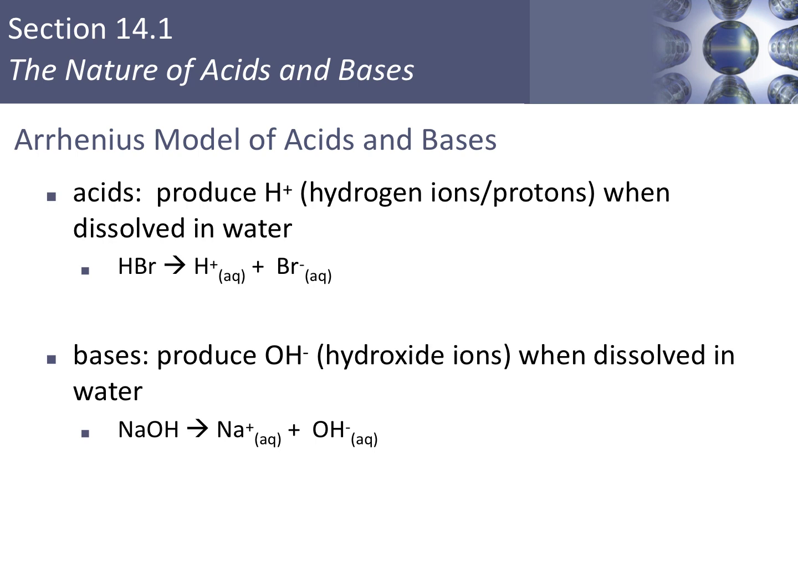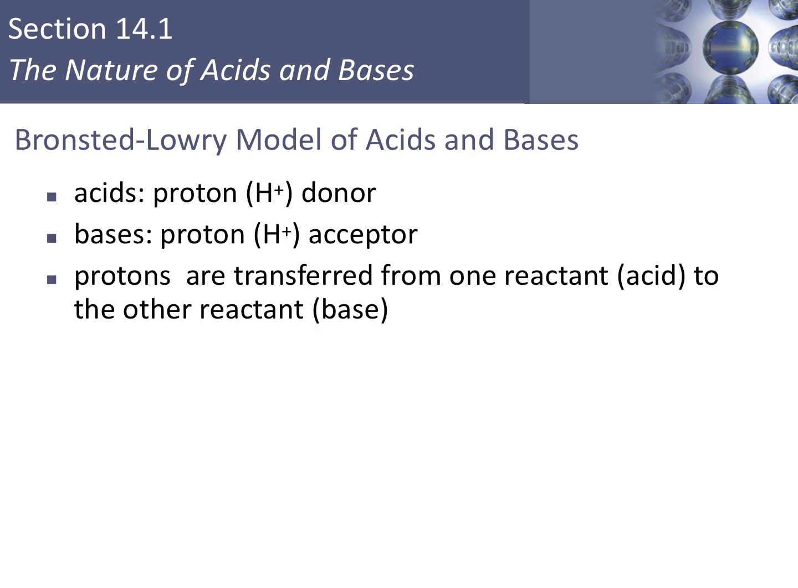In the Arrhenius definition, acids produce hydrogen ions or protons when dissolved in water, like with hydrobromic acid here. And bases produce hydroxide ions when dissolved in water, like sodium hydroxide, shown here. The Arrhenius definition requires that the acid or base be dissolved in water. Another model of acids and bases is called the Bronsted-Lowry model. In this definition, water is not required, but certainly could be present.